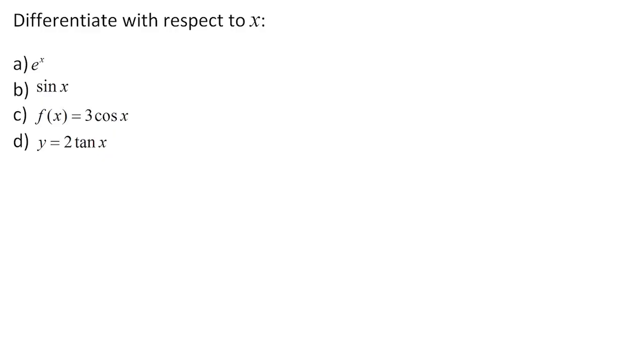Let's look at the following questions. Differentiate with respect to x. A, e to the x. Obviously, I will say it is advisable to write y is equal to e to the x. Now, this is a straightforward exponential expression. And you look on your formula sheet, formula number 13. If you look at formula number 13, then you will see dy dx is equal to e to the x. In other words, the derivative doesn't change.